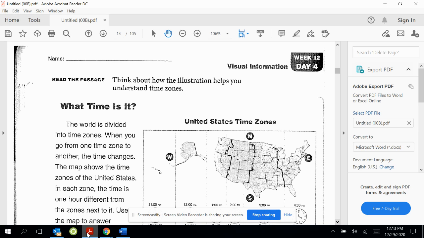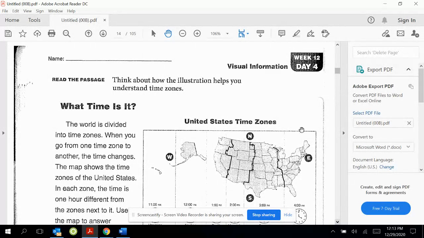Hello, today is week 12, day 3, and we have been learning about non-fiction text features and also visual information. Visual information is things that we see more than what we read. It has a few words sometimes, but we mostly can look at a picture to help us with that. And on our page today, we have a map of time zones.